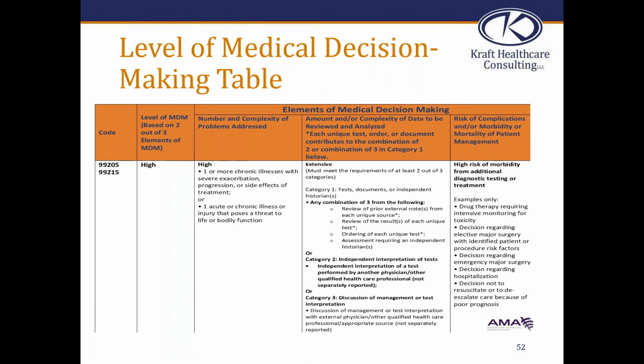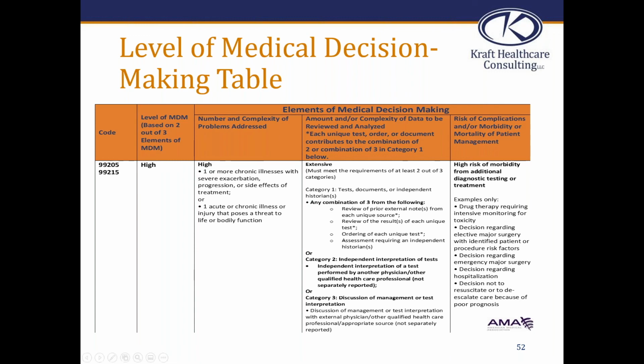And the thing to remember is when you're using this table to qualify for a particular level of MDM, 2 of the 3 elements for that level of decision making must be met or exceeded. So, and it's on the table itself. It says that on it.